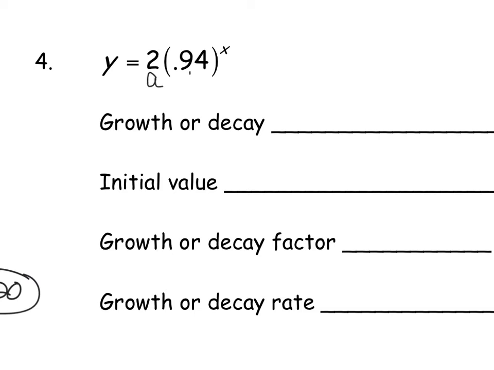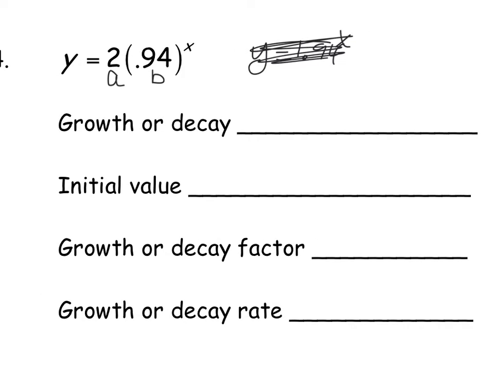Here's A, here's B. If I didn't have anything there, if I just had 0.94x, what would be my initial value? Well, it's understood that there's a 1 there. So if there's nothing in front of it, then your initial value is 1, your starting point. And when we do the word problems in a minute, that'll make a little more sense.